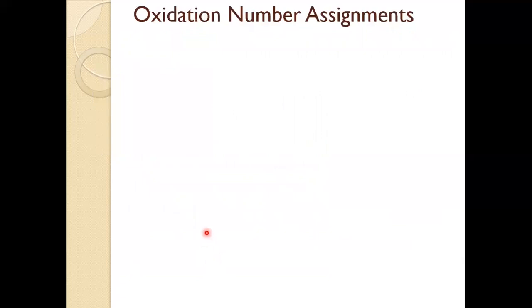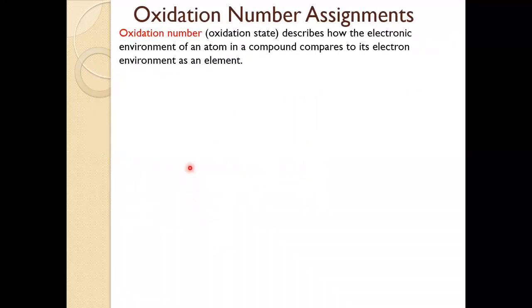So oxidation number, also sometimes referred to as oxidation state, describes how the electronic environment of an atom in a compound compares to its electron environment as an element. So it's essentially an electron bookkeeping method to compare how many valence electrons this atom has as an element, what it was created with, compared to how many valence electrons this atom now owns now that it's part of a compound.